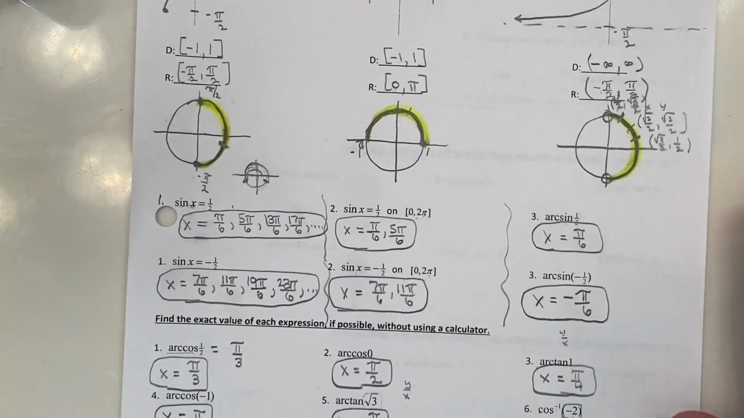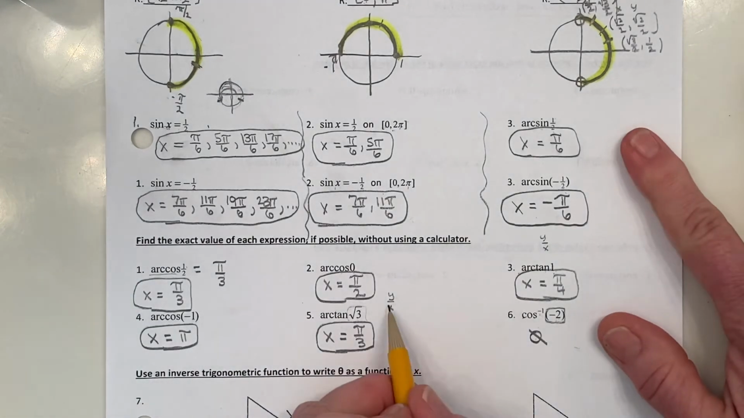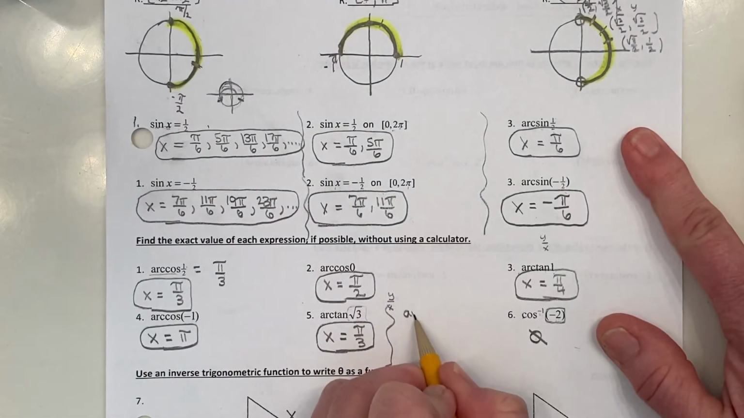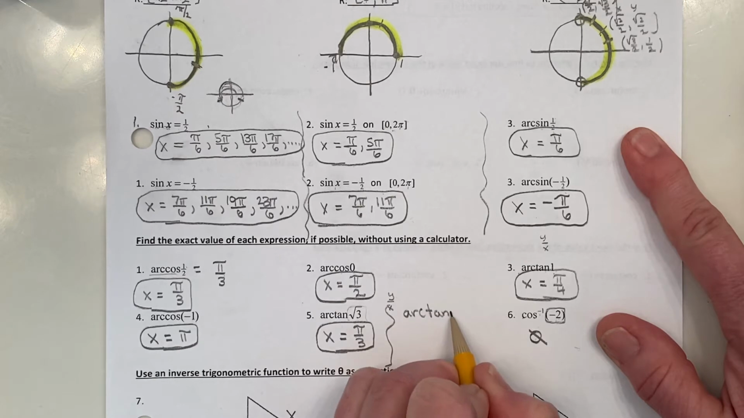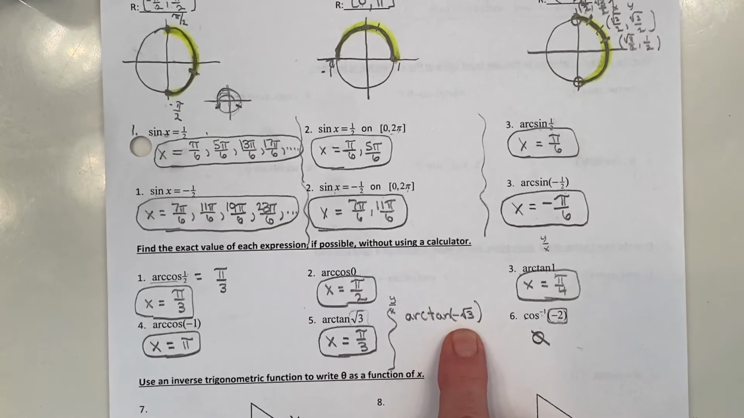Okay. I'm actually going to add another problem because as I was doing this, I thought, you know what, it'd probably be better if we did arctan of negative square root of 3. So let's just put arctan negative square root of 3. Okay, let's say this is our problem. What angle has a tangent ratio that's negative square root of 3?